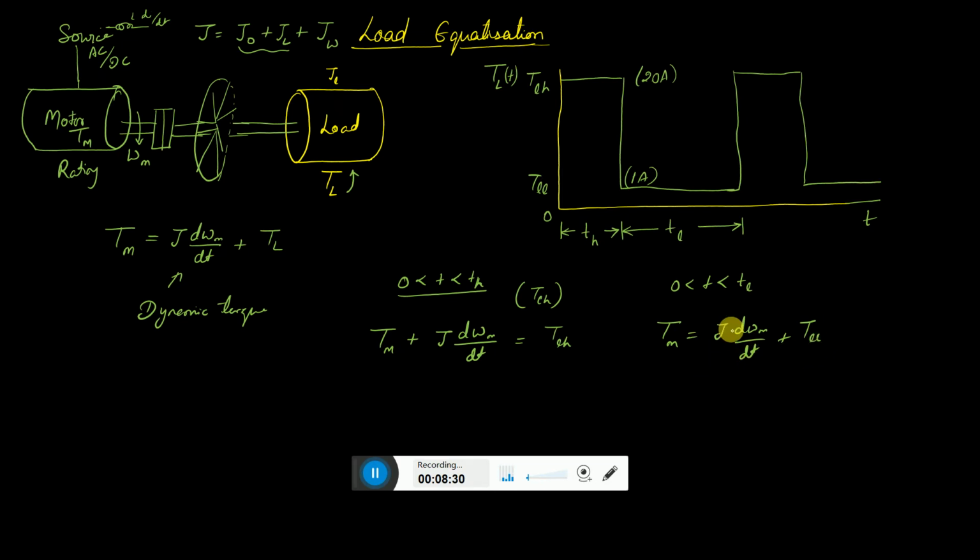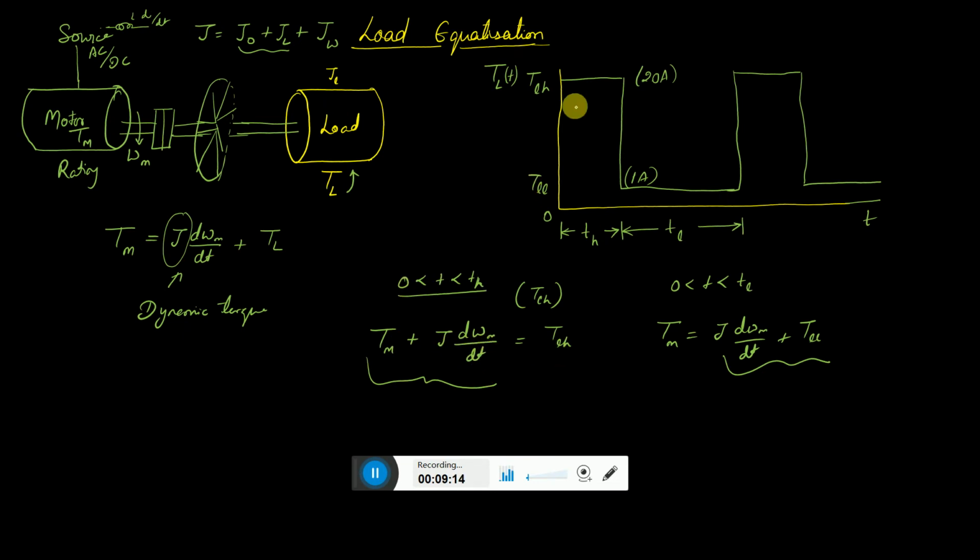Now this dynamic torque adds with the load torque at the time of light load, and this dynamic torque adds with the motor torque at the time of heavy load. So that is why we are adding some extra inertia J, so that the flywheel inertia is added with the motor and the load inertia, so that the effect of dynamic torque can be increased and we can compensate. The motor torque is no longer required to fulfill the TLH. Rather, motor torque is now TLH minus J d omega m by dt.